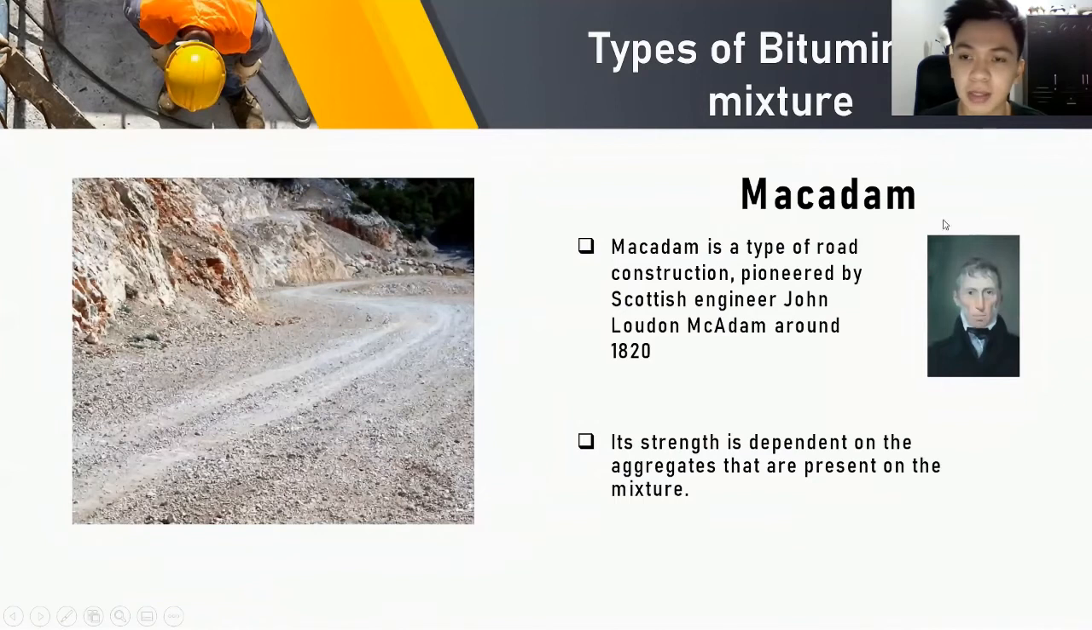Okay, ito, si macadam. So familiar na sa inyo ito, si macadam. Okay. Macadam is a type of road construction pioneered by Scottish engineer John Loudon McAdam around 1820. Okay, so sa mga hindi nakakita ng itsura ng macadam, ito yung kanyang itsura. Masabi, its strength is dependent on the aggregates that are present in the mixture. So nakadepende sa aggregate na gagamitin naman yung kanyang strength.